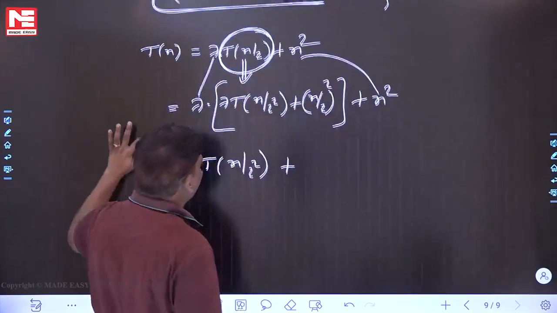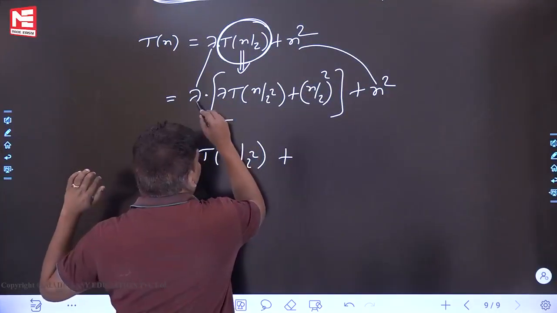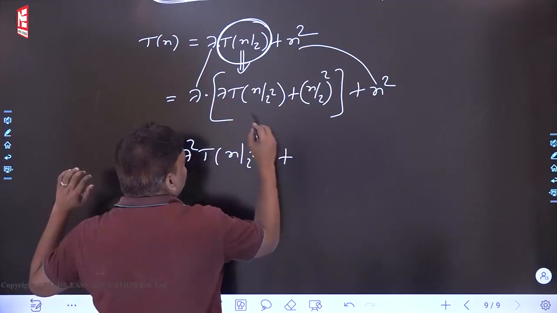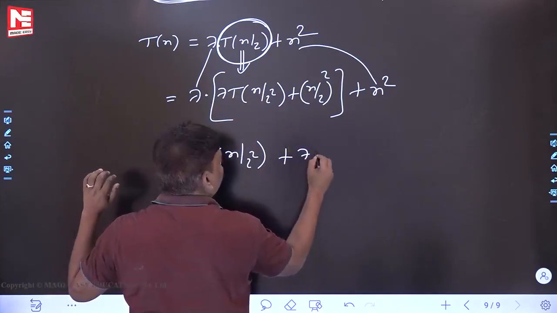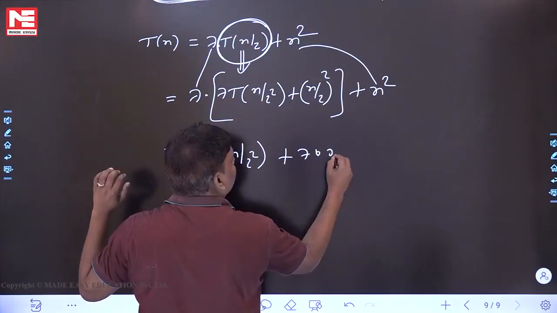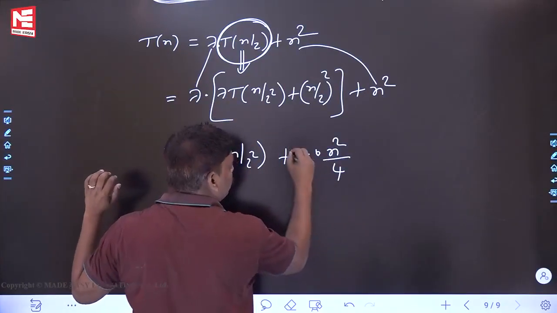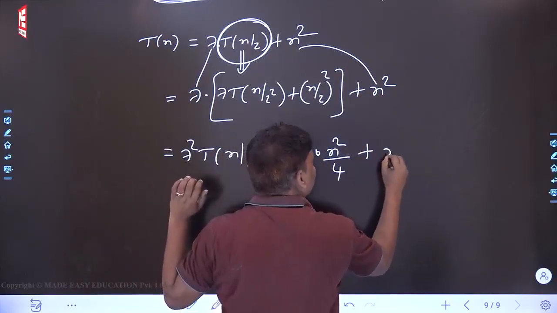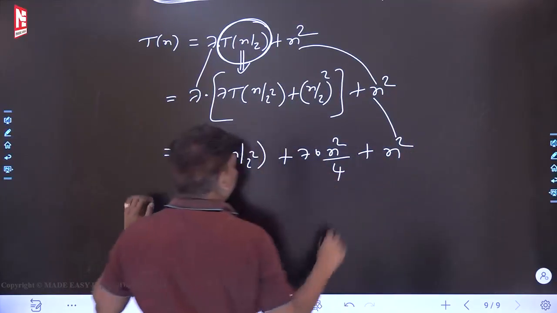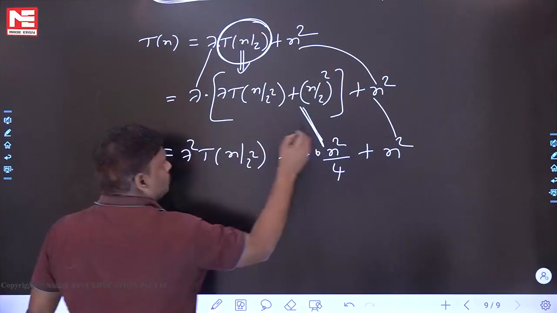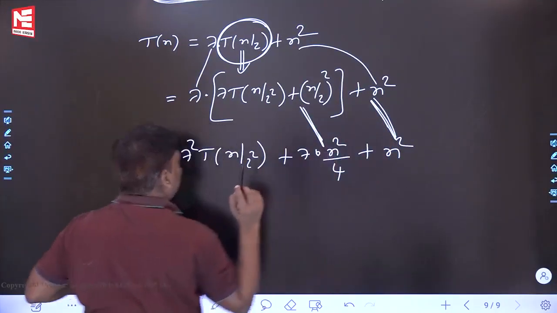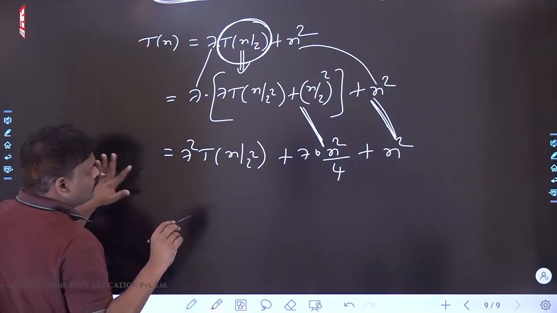Right? See this one, 7 square T(n/2) square. Let's simplify. 7 square T(n/2) square, it's okay. 7 into this 7 multiplied into, what is the answer? n by n square by 4. I think no cancellation there. Keep as it is, n square outside as it is. Right? This one is fine. Next one. I think everything is fine now.